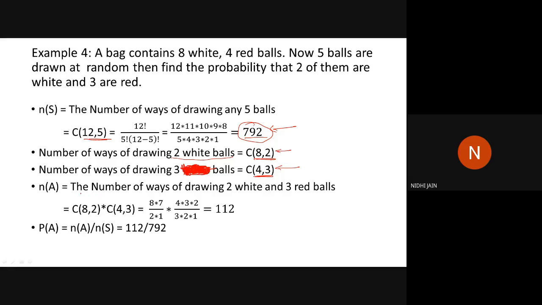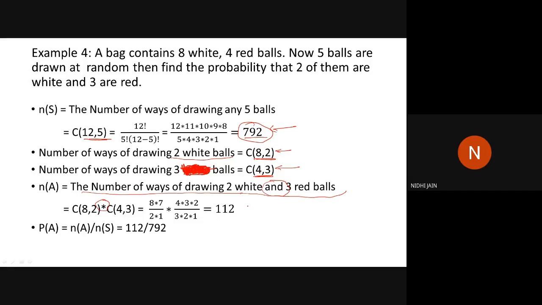Next step, we'll multiply both the combinations to get the total number of favorable outcomes. Now, this is my question: why am I multiplying? Why am I multiplying both of those?